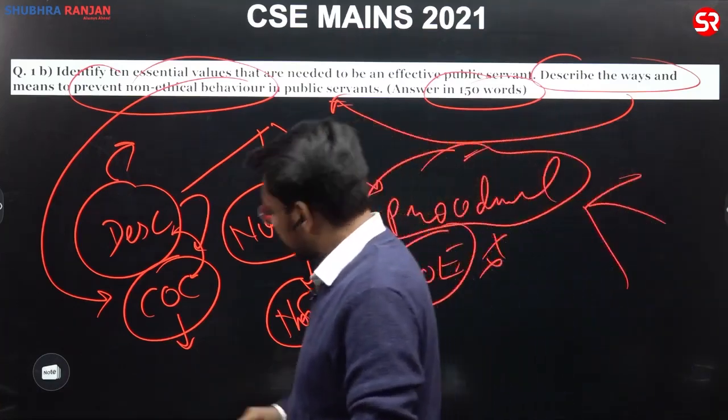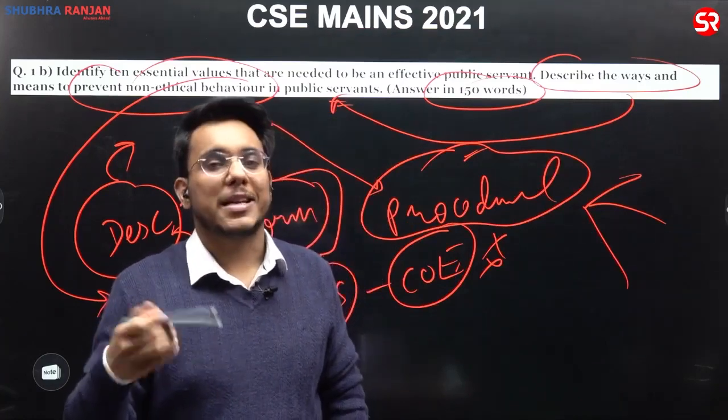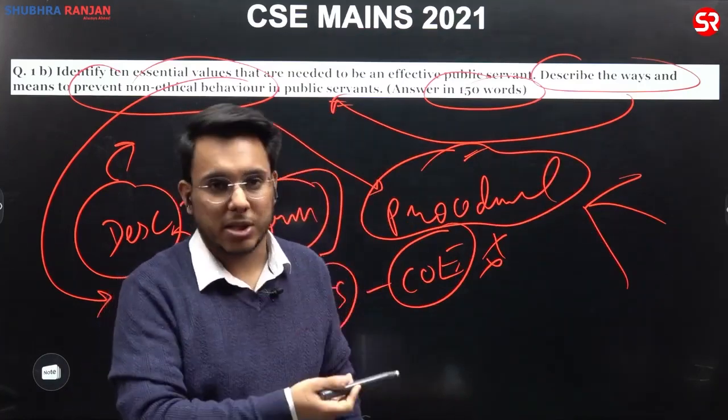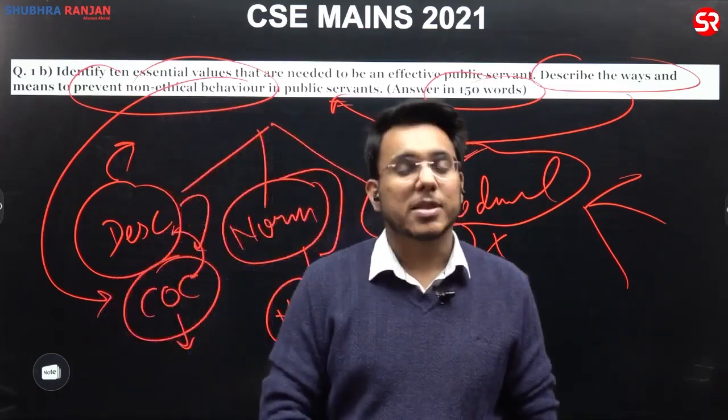One more thing is there. The second ARC had also suggested a comprehensive civil service code. Fine, it was suggested. That has also not come. So that can also help. Okay, so this is about it.